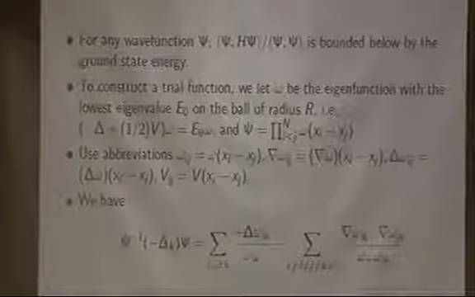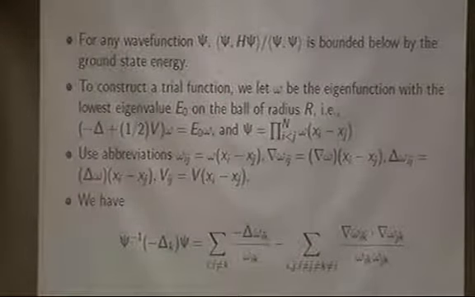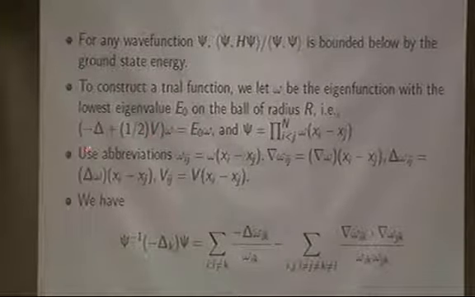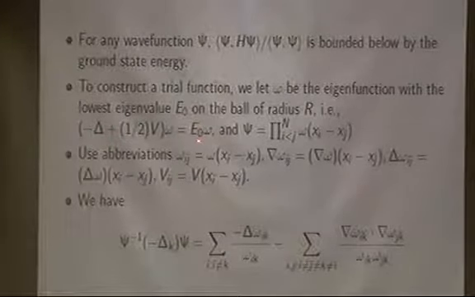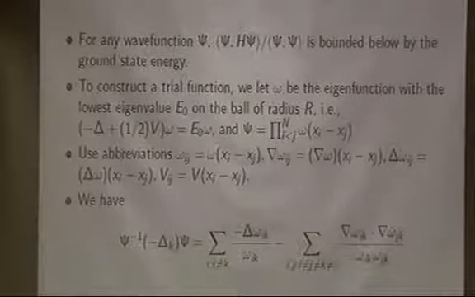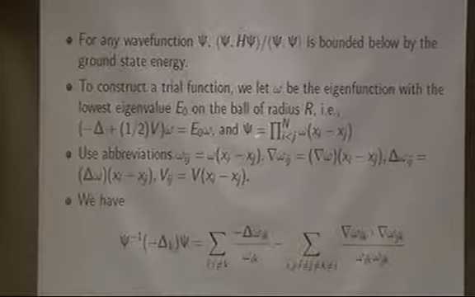To construct the trial function psi, we let omega be the eigenfunction with the lowest eigenvalue E0 of the operator minus Laplacian plus 1/2 v. So minus Laplacian plus 1/2 v times omega is E0 omega. I think the most natural way of finding a trial wave function is to have this product type of wave function. We just multiply all of them, the product of omega of xi minus xj, for all different pairs of i and j.